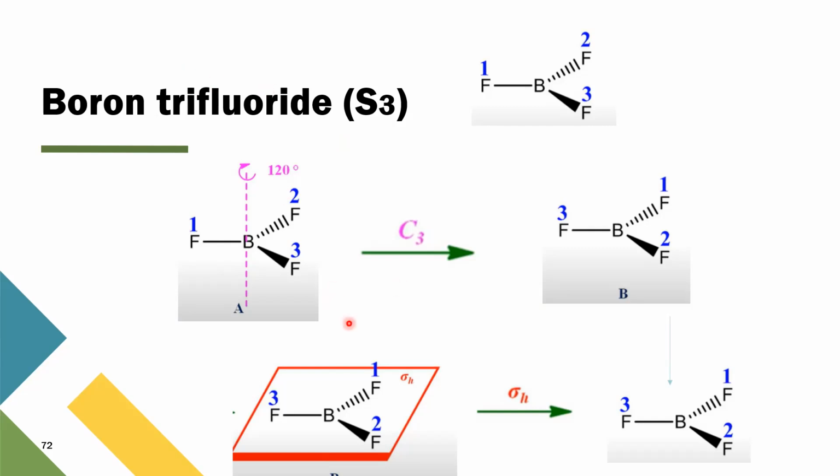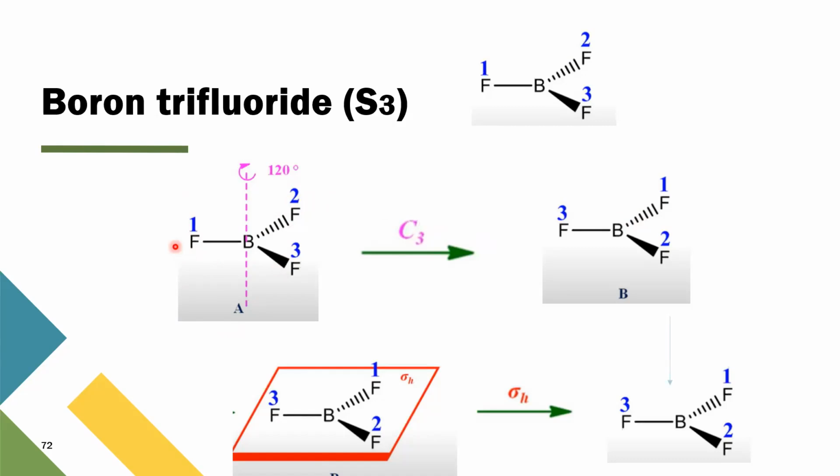Madam, can you explain A to B? Yeah, madam. Now along this bond, the boron atom, this is a planar molecule. Perpendicular to the plane only, we rotate it 120. Here the bond angle is 120, so you rotate it by 120, that means C3 rotation. And then these positions change. When you rotate 120, the F labeled 1 will go here, F labeled 2 will come here, and 3 will go here.